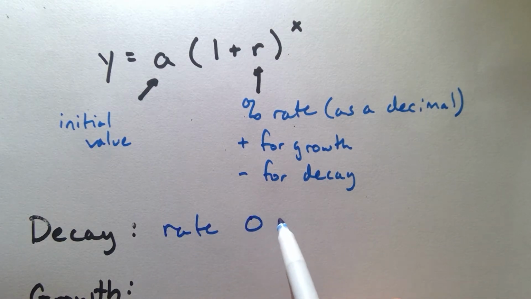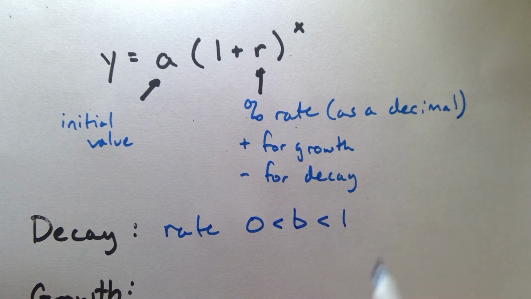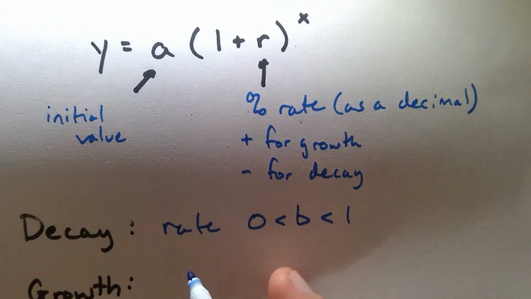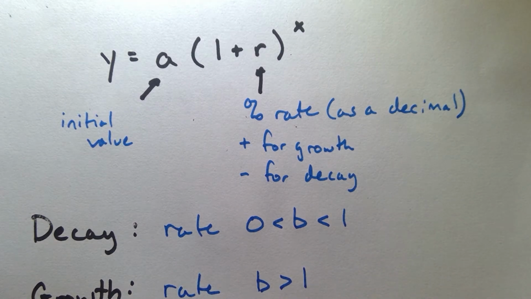So if we remind ourselves about what our equations look like, for decay, the rate is between 0 and 1. And then for growth, the rate is greater than 1. Because we've seen in class that when we multiply by 1 every time, it just gives us a straight line. If we multiply something bigger than 1, our end result gets bigger. Less than 1, it gets smaller.